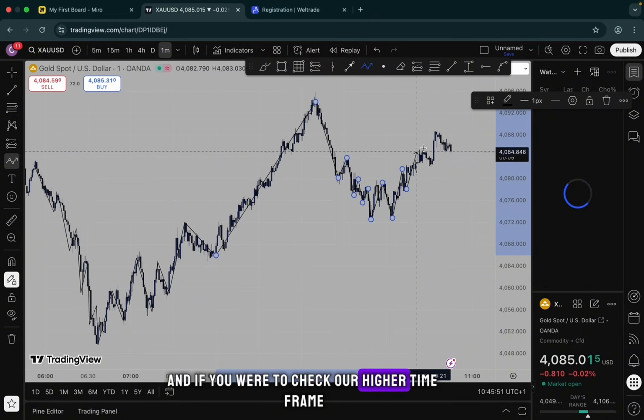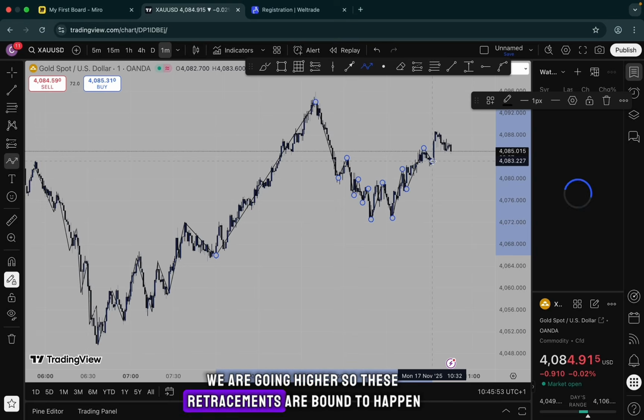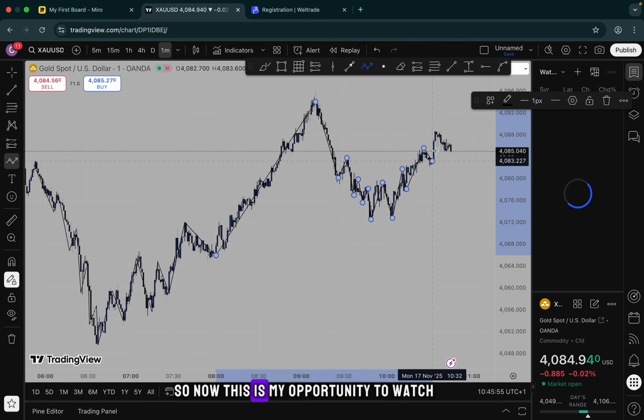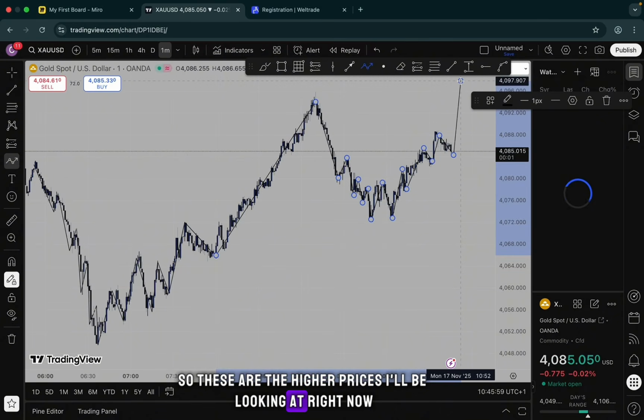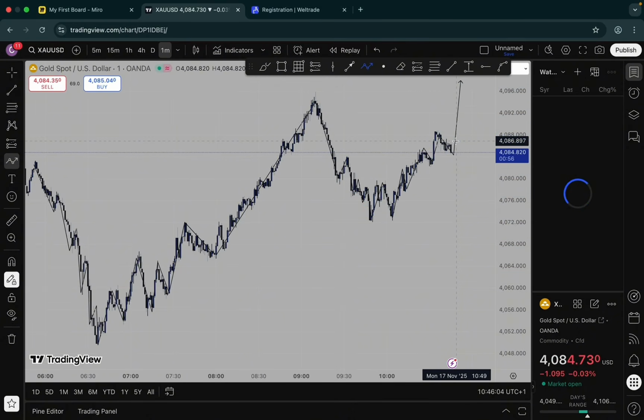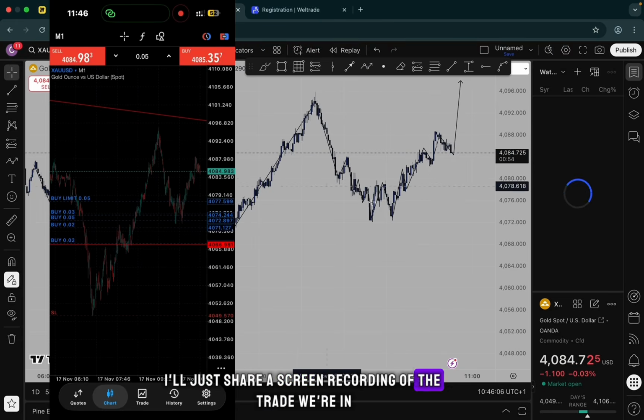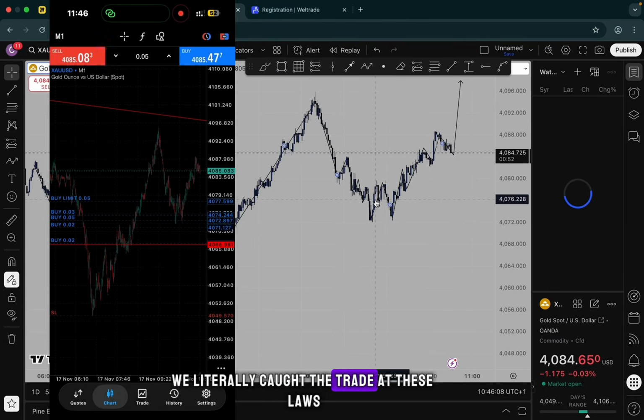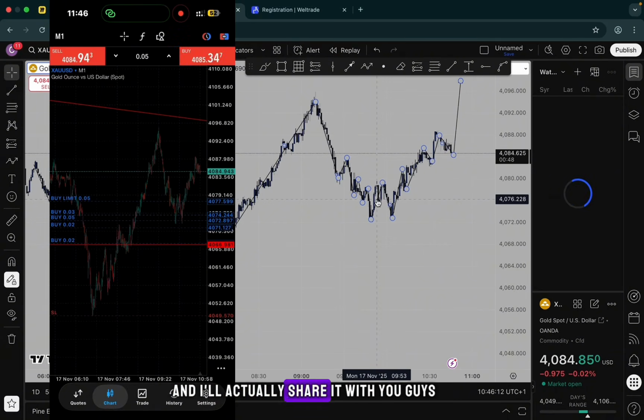And if you were to check our higher time frame, we are going higher. So these retracements are bound to happen. So now this is my opportunity to look for higher prices. So these are the higher prices I'll be looking at. Right now I'm currently in a gold trade, and I'll just share a screen recording of the trade we're in. We literally caught the trade at these lows, so I'll just take a screen recording right now and share it with you guys.